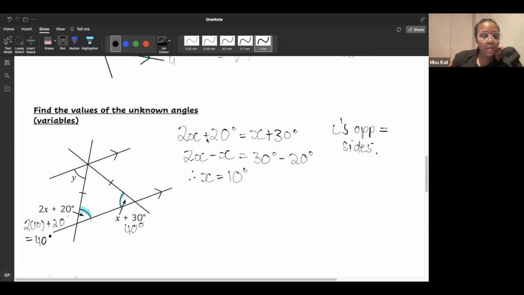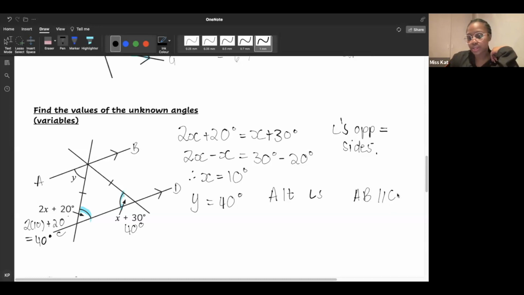Wonderful. Do you want to do y as well? Yes, ma'am. And then y is also 40, because it's alternating. There we go. Alternate angles. Oh, parallel lines need names. AB is parallel to CD. There we go. Thank you, Sinesile.